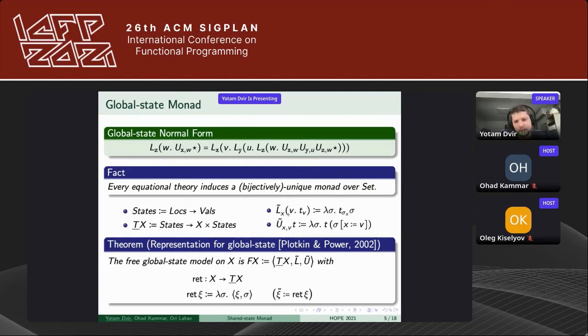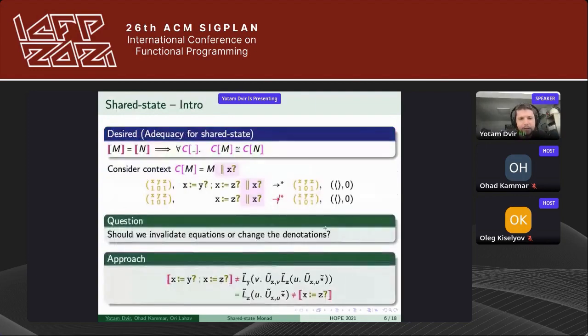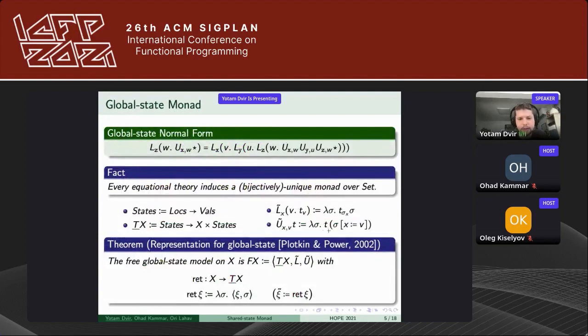And the interpretations are also rather intuitive. For example, updating. What does update mean? It means that we take the initial state, update it according to what's written here, and then plug it into the continuation, the continuation t here. Okay, and what we get is this representation theorem for global state.